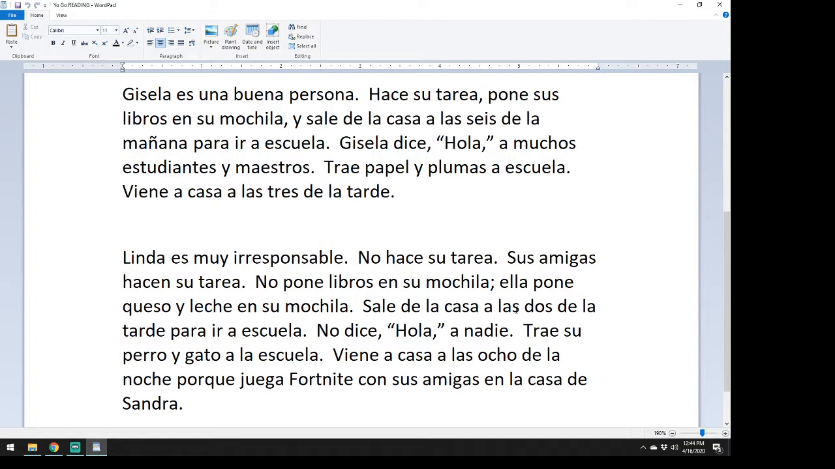All right, it says Gisela is a good person. She does her homework, she puts her books in her backpack, and she leaves the house at 6 in the morning to go to school. Gisela says hello to many students and teachers. She brings paper and pens to school. She comes home at 3 in the afternoon, right? She's like the good kid.